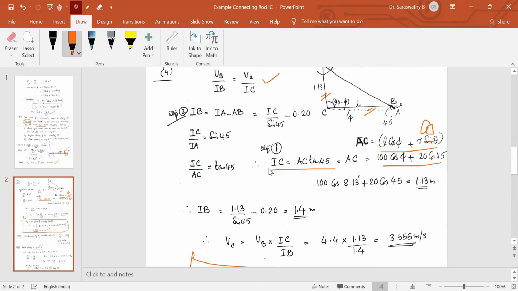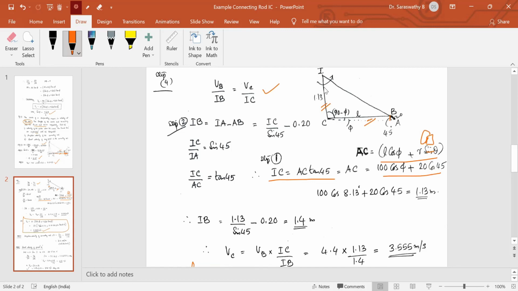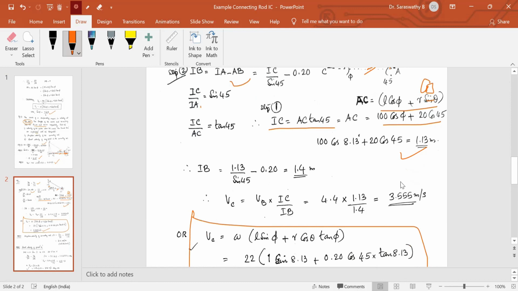Once you get AC, this angle is 45 degree, so tan 45 is equal to IC by AC. From that we get IC, just trigonometrical principles. Then you have to get IB. In this triangle ICA, IC is known, AC is known, so we can find out IA. Sin 45 is equal to IC by IA. From that we get IA. Once you get IA, IB is nothing but IA minus AB. All these expressions we can get from solving the trigonometry, and you will get the same answer.